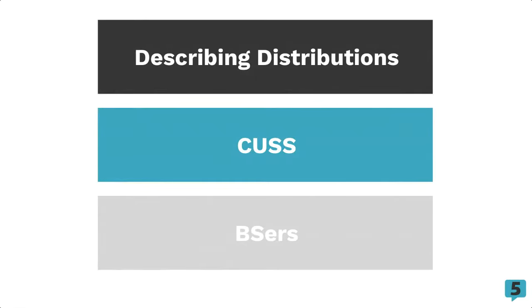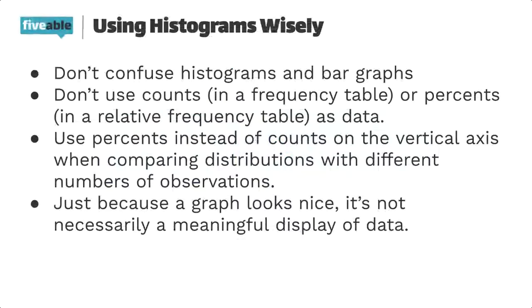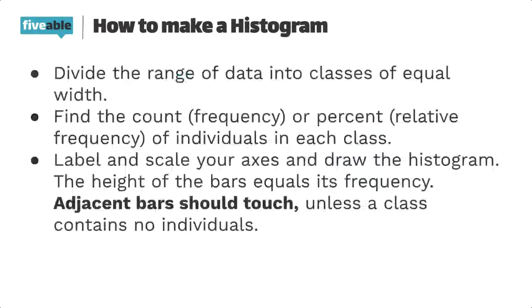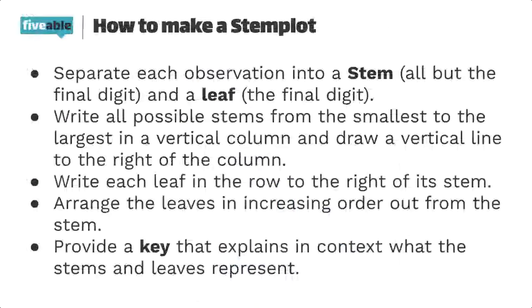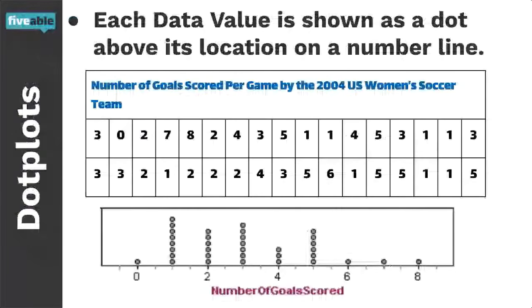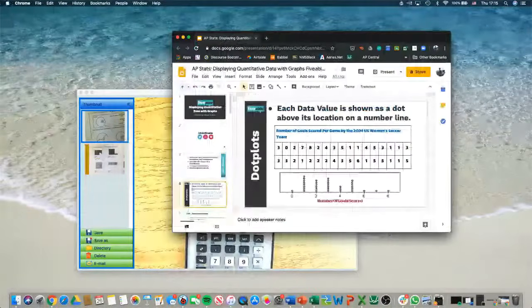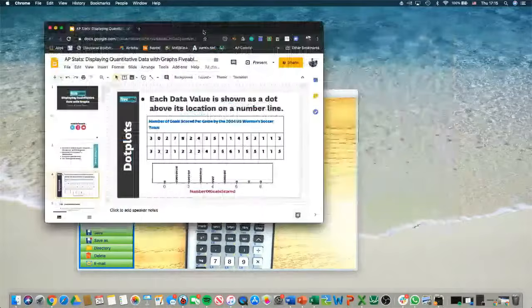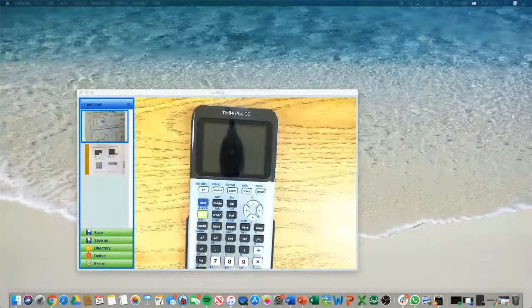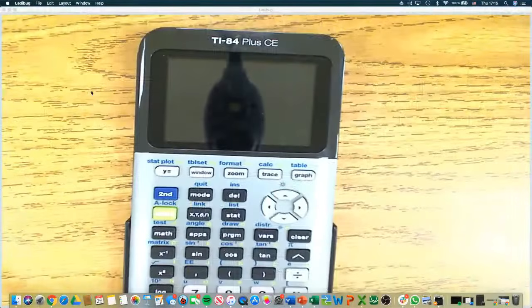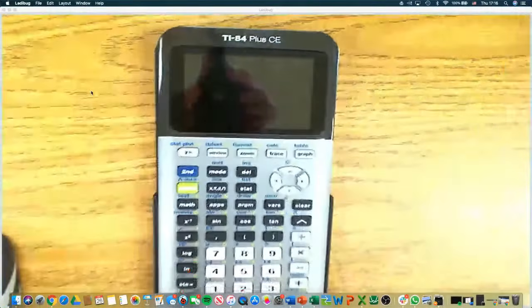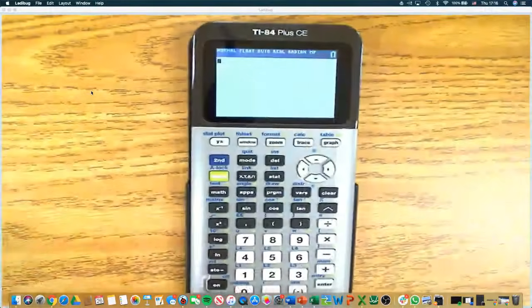Now, before we get on, I am going to show you how to make some data displays on your calculator. So we're going to work on a histogram. We can't do stemplots and we can't do dotplots. But let's go on to our TI-84. So if you have a TI-84, now would be a good time to take it out. Working with calculators is going to save you a whole bunch of time on the AP exam.